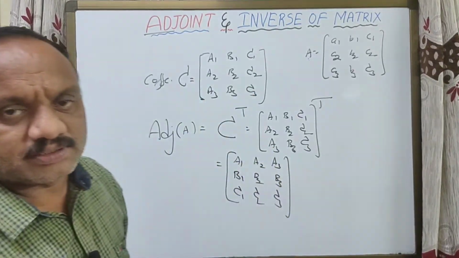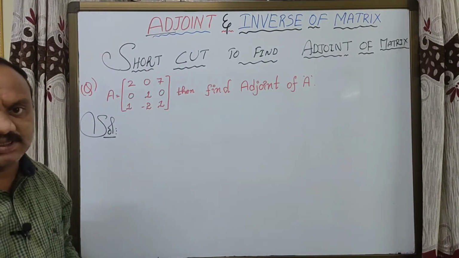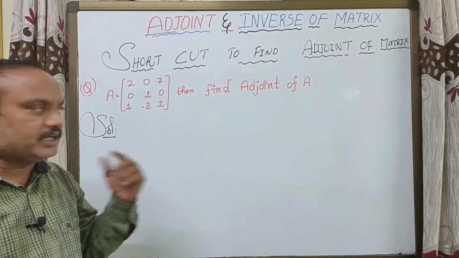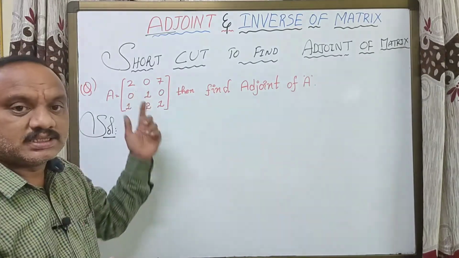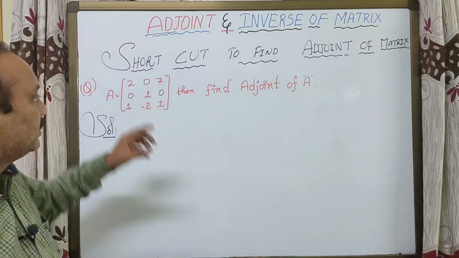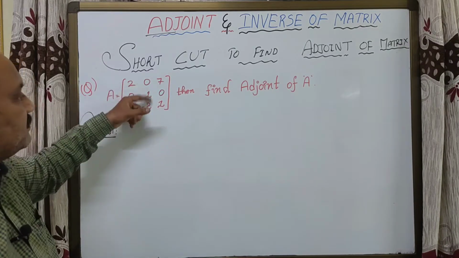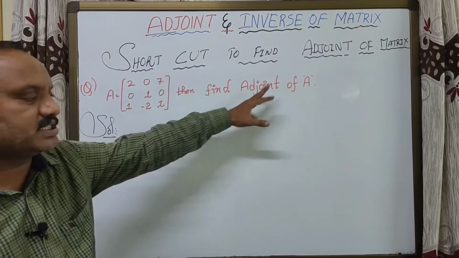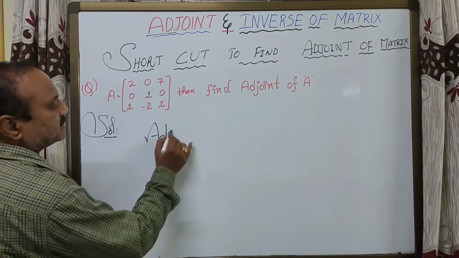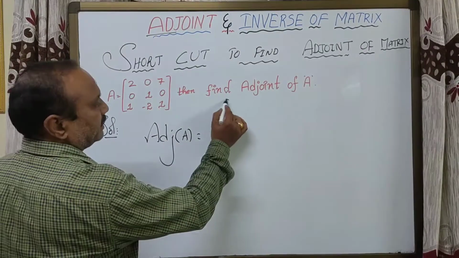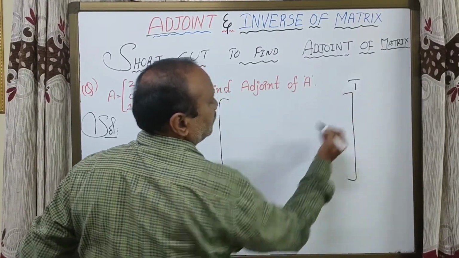Let us see this example, a shortcut to find the adjoint of the matrix. Students, generally we have to find the cofactor of every element of the given matrix, replace the elements with these cofactors and take the transpose, and we get the adjoint of A. Now we can find the adjoint of the matrix directly like this. Adjoint of A equals, write down a big bracket like this and take its transpose symbol.